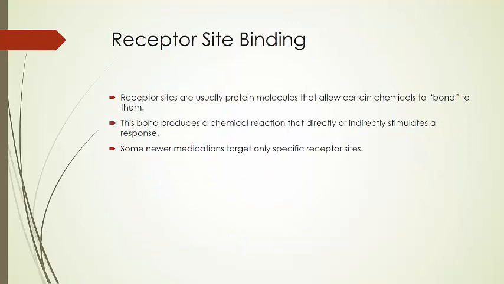Most of these medications are going to operate by binding to a receptor site. Right? Almost all medication receptors are going to be on the protein molecules of the surface of the cell. And these receptors are usually named for the type of medication that stimulates them. So, for instance, if it's stimulated by opiates, it's going to be an opioid receptor.